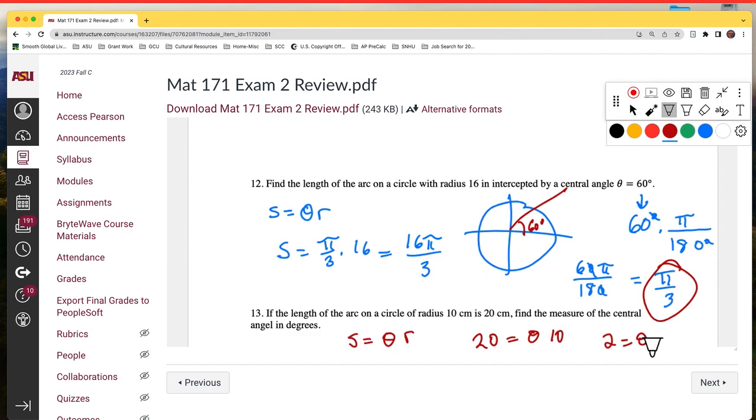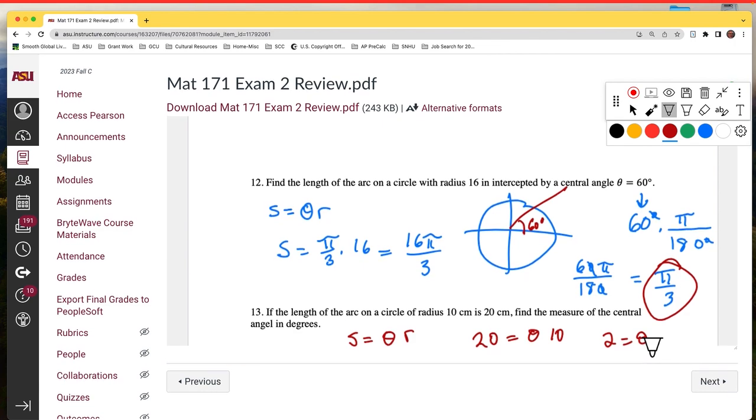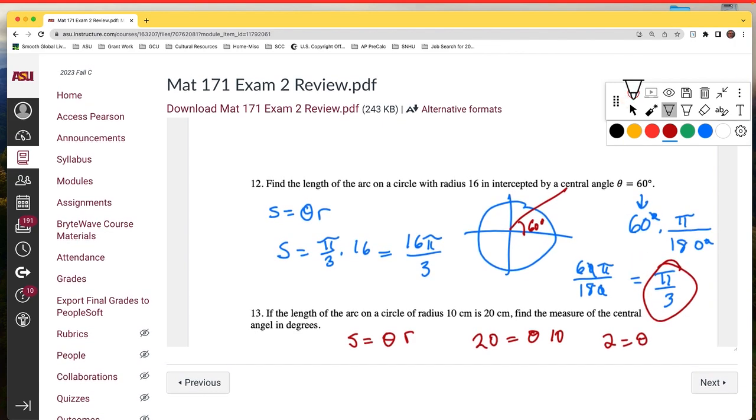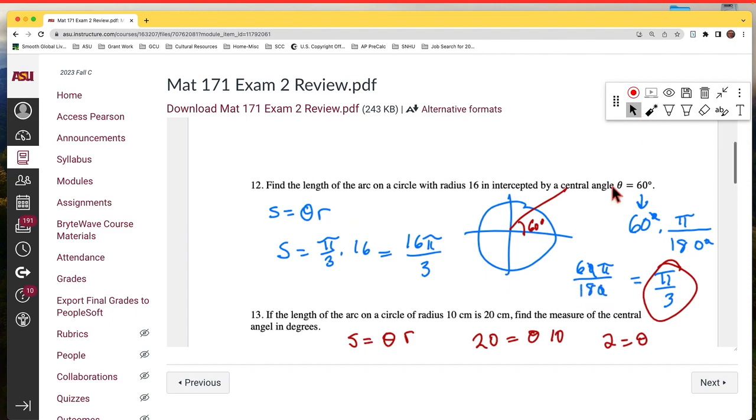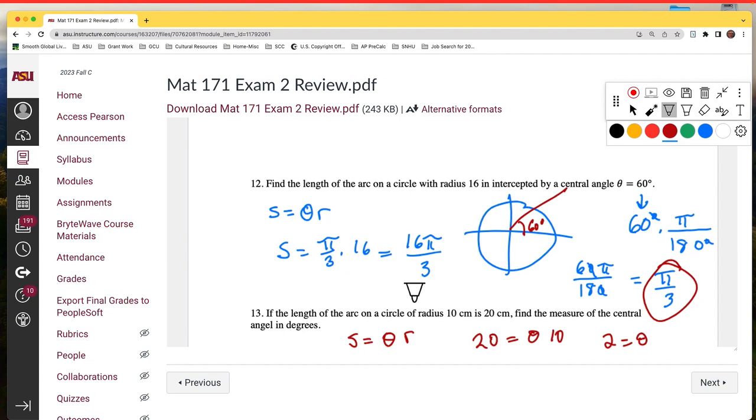That 2 is not 2 degrees. That's 2 radians, because there's no degree marker. So now we got to convert that to degrees. How do we convert radians to degrees?